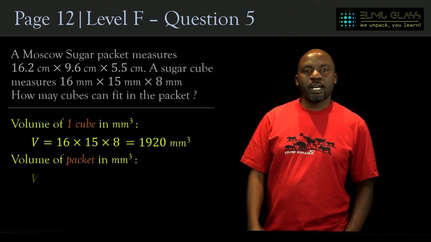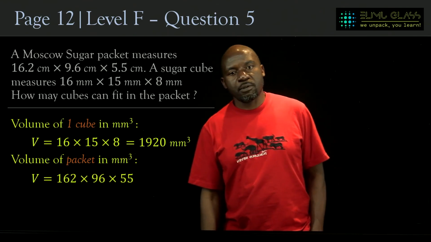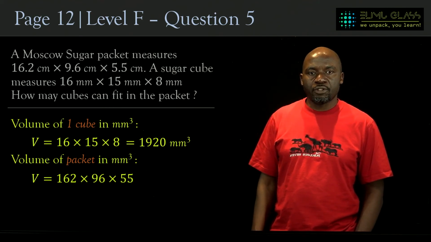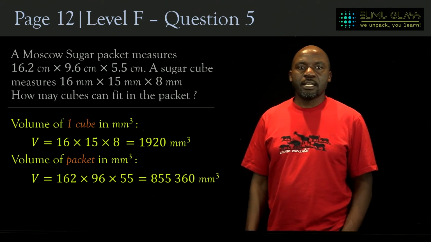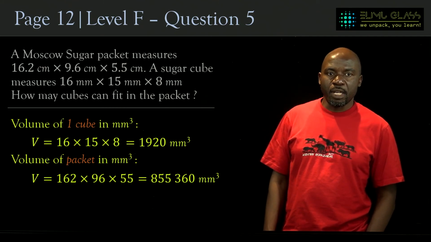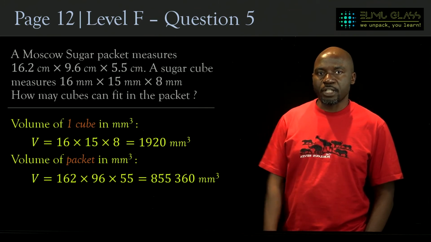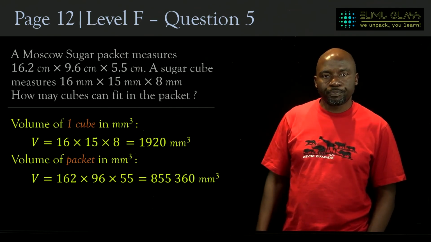So we need to multiply those three. We have 162 times 96 times 55. Those three values are all in millimeters, so the answer should be in millimeters cubed. If you use your calculator to find that, you get 855,360 millimeters cubed as the volume or the capacity of the container or of the packet. That red packet that we saw.